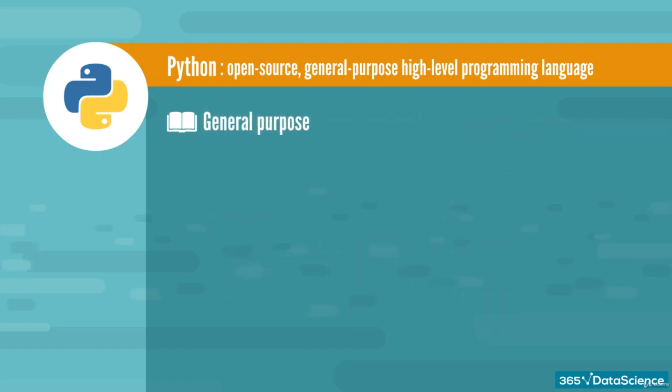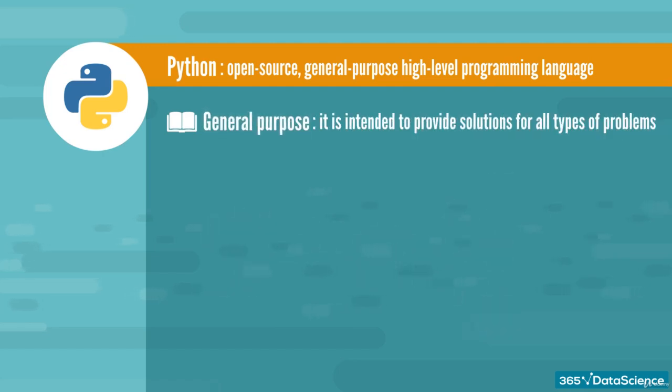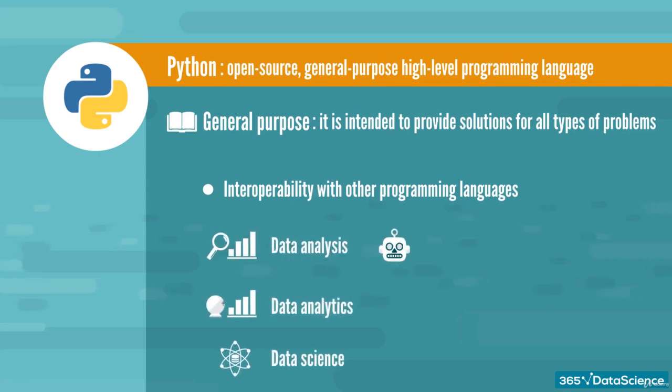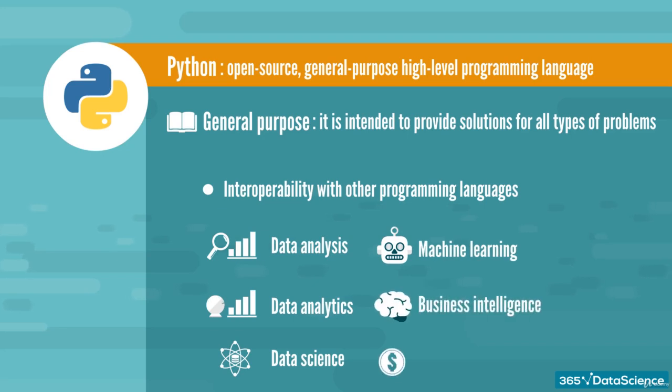General purpose means that it is intended to provide solutions for all types of problems, not just the ones of a data analyst. Also, considering its interoperability with other programming languages, Python can be applied in a broad set of fields such as data analysis, data analytics, data science, machine learning, business intelligence, finance, economics, and so on.